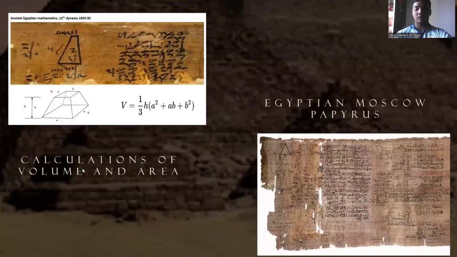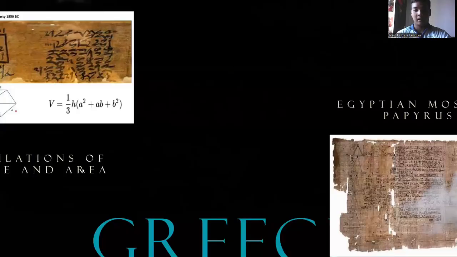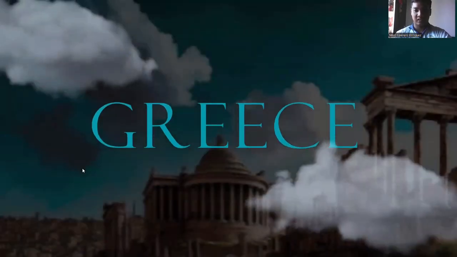The Egyptians already knew the calculation of volume and area, as you can see in the picture being shown on the screen. One goal of the integral calculus can be found in the Egyptian Moscow papyrus, but the formulas are simple instructions with no indication as to how they were obtained. Now we have Greece.